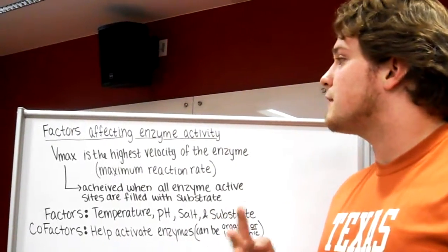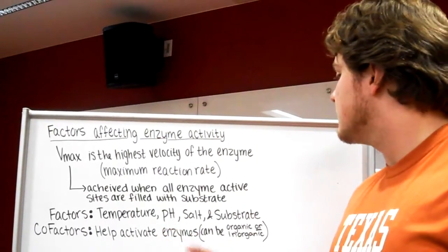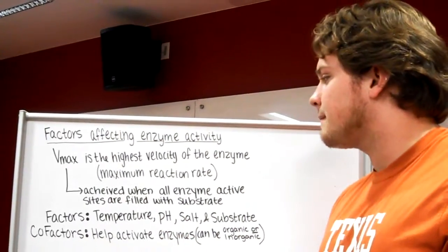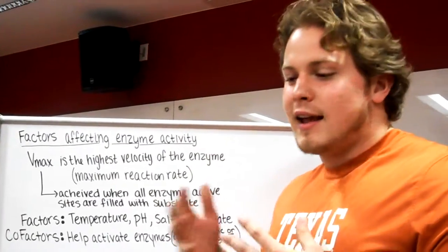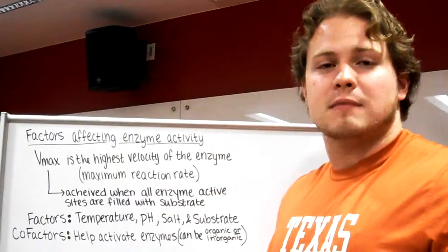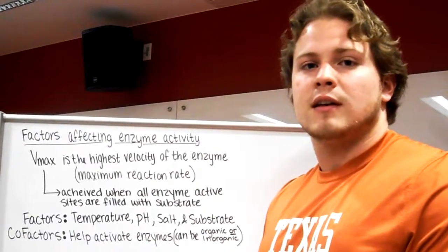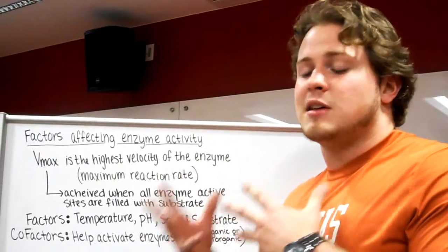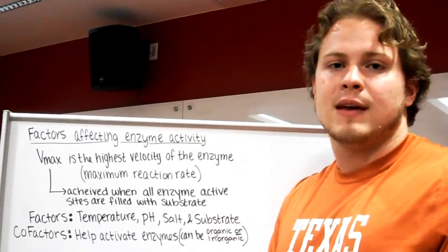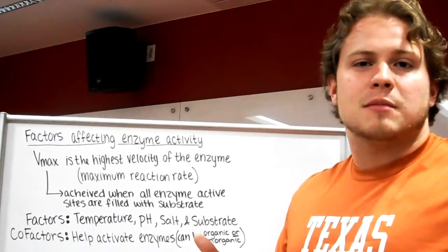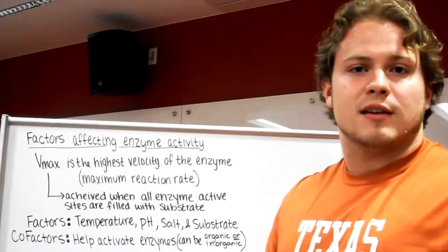The four factors that affect Vmax are the temperature, the pH, salt, and the substrate. And the way I like to look at this, I like to look at it as Goldilocks. It has to be just right every single time for an enzyme to work the way it needs to. As far as temperature is concerned, the temperature can't be too hot or too cold in order for an enzyme to function properly. An example would be the optimum temperature for enzymes in humans is 37 degrees Celsius.